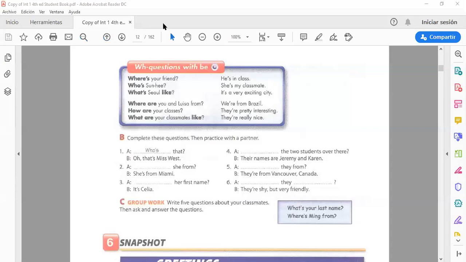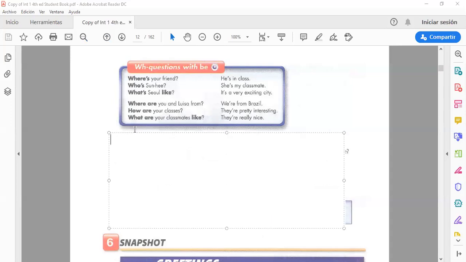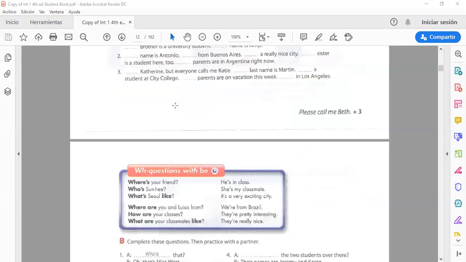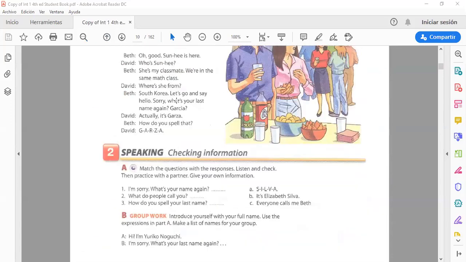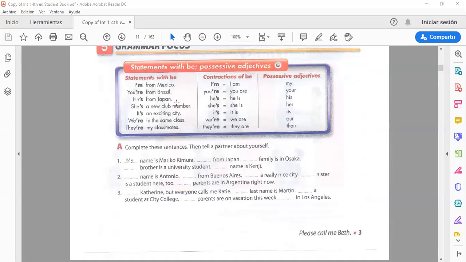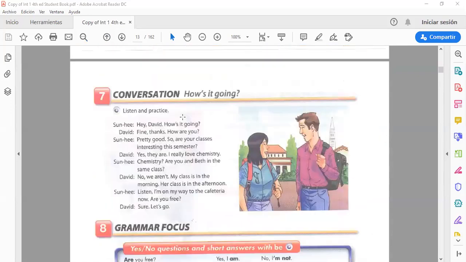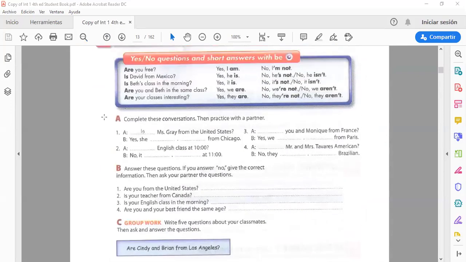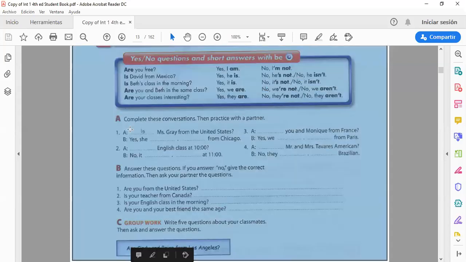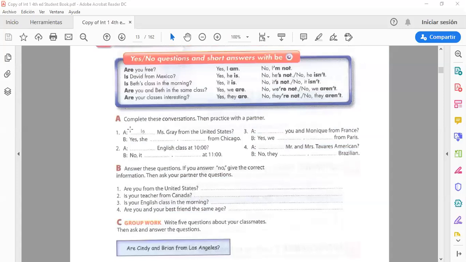WH questions. Good. Okay. Before we move on into the WH questions, let's check what you have learned from the other exercise. So let's complete this exercise first. Let me see how much you learned.